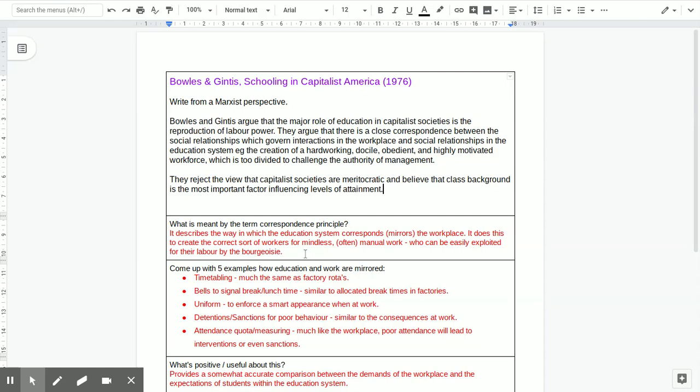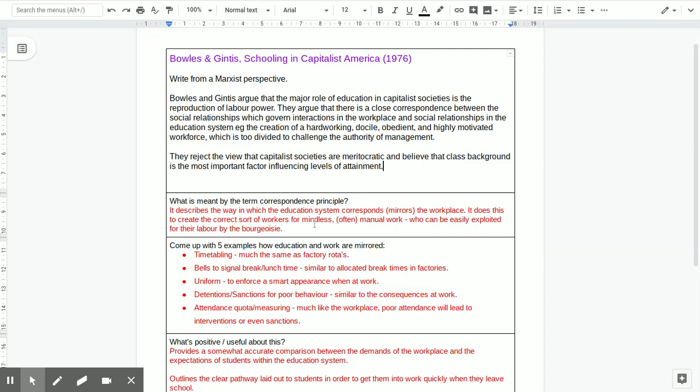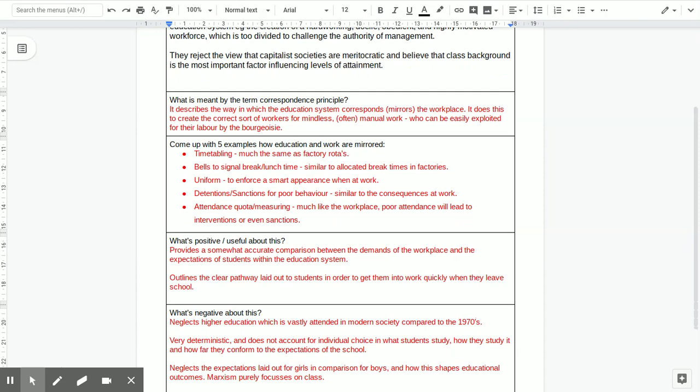So remember, all that the bourgeoisie wanted were mindless, obedient workers, okay? Because often the work that they would be wanting them to do was manual work, so there's no real skill involved. All they wanted were people who were docile and not really with it enough to question what they were doing. And that's what school was creating, according to Bowles and Gintis, those mindless people.